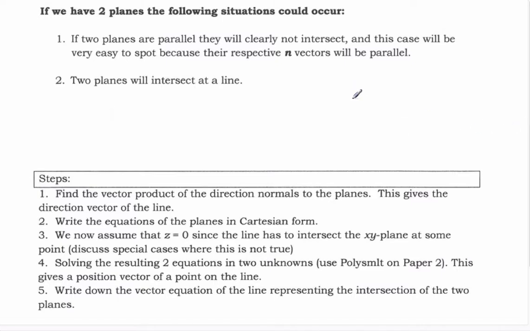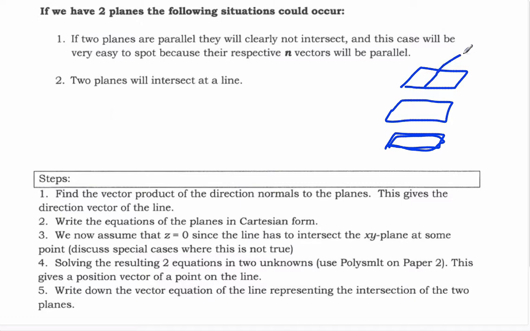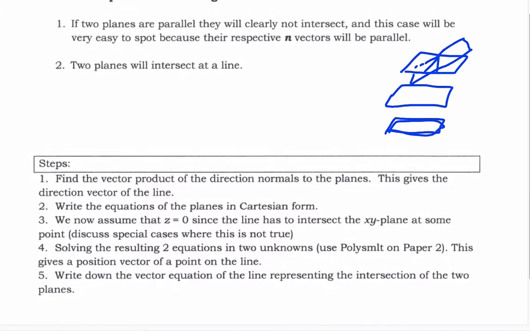Okay, next, if we have two planes, the following situation could occur. They could be parallel, okay, and never touch, right? Or they could actually be the same plane. That might be pretty obvious too. Both those would be pretty obvious. Or the two planes will intersect in a line. So that's maybe a bit harder to draw, but there could be another plane here and they intersect. Okay, something like that. So when they intersect, they'll intersect at a line if there's two of them.